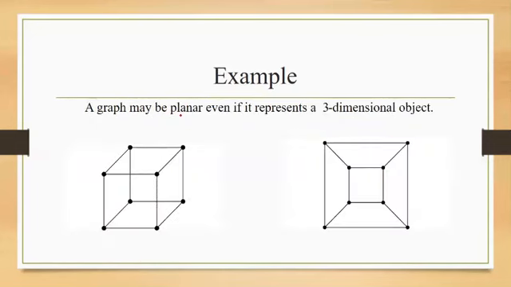Now the next example is a graph may be planar even if it represents a three-dimensional object. If you take the cube, then the cube is also planar, even though right now in this figure it is intersecting over here, here, just in the diagram. But if I draw it in this way, then the edges are not intersecting, right? The edges are completely not crossing each other. So this is the representation of a cube in the planar form. A graph may be planar even if it represents a three-dimensional object.